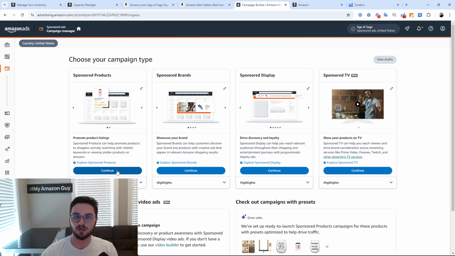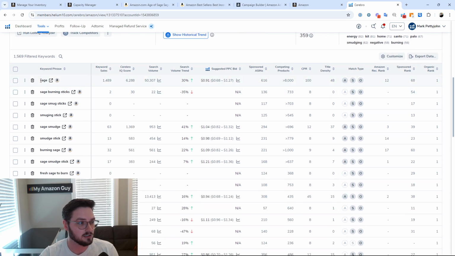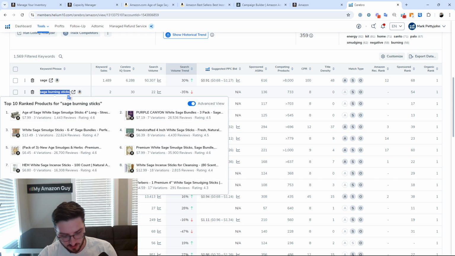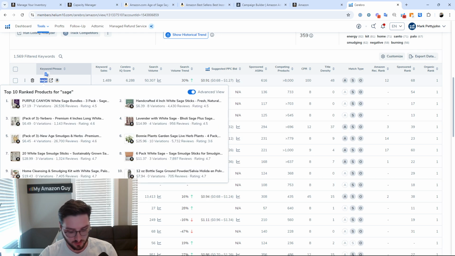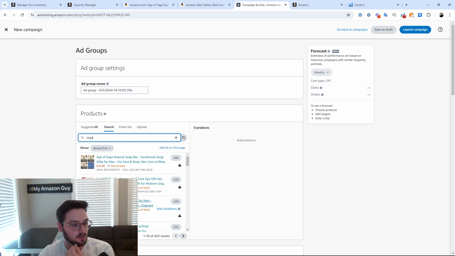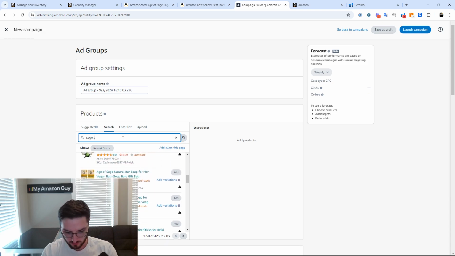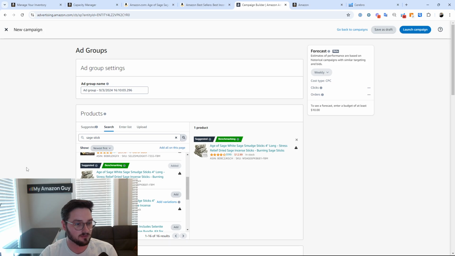How much are we really going to be spending to try and rank and sell this product on Amazon? So let's look. If we go back here and take, let's say, sage burning sticks, which seems to be one of the top keywords, top relevancy, it doesn't have much search volume. So let's just do sage instead. We do have a sage stick. So we're going to take sage, come back here, and look up our sage product. We'll do sage stick. There we go.